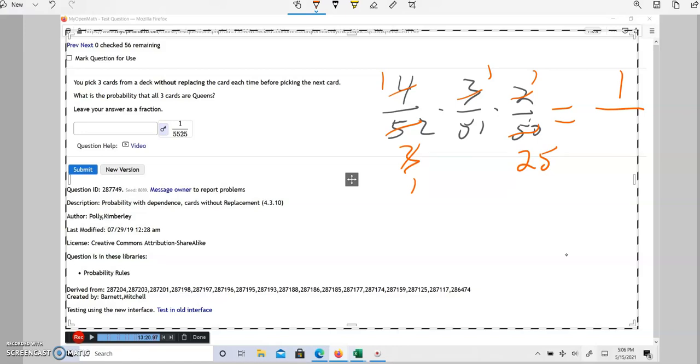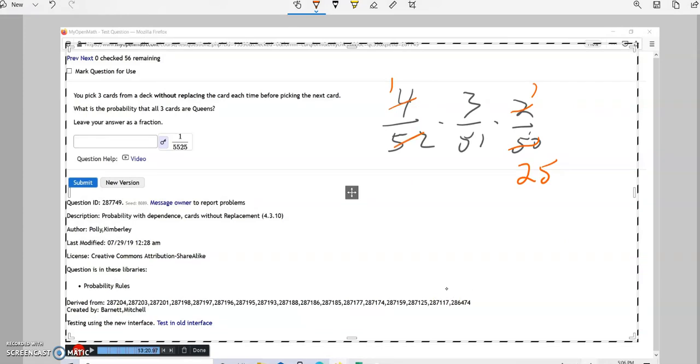51 times 25. It is not. Oh, made an error right there. Sorry, disregard 1 out of 3. 4 out of 52 is 1 out of 13 rather. My brain's starting to lose it. Need a break. Okay. So 4 out of 52 is 1 out of 13. Okay. And then 1 out of 25.